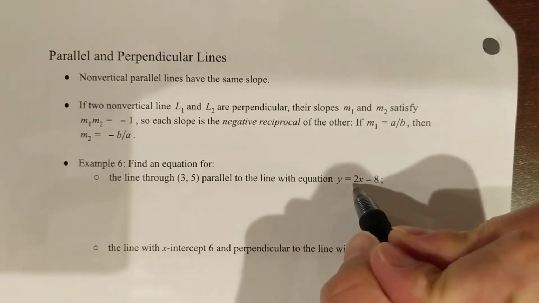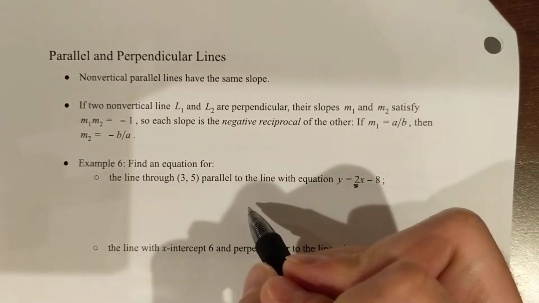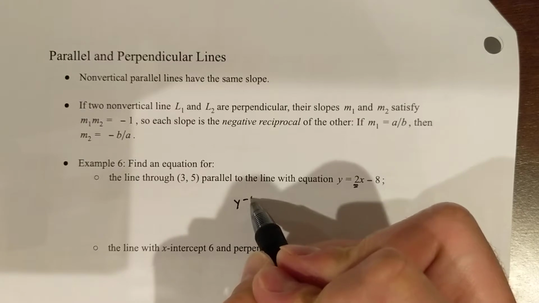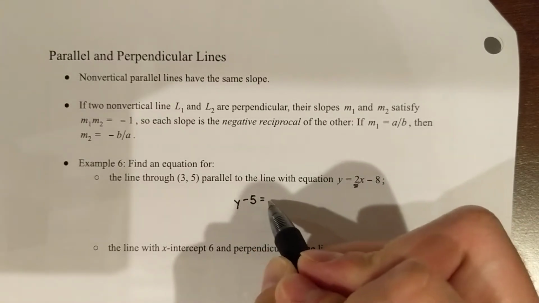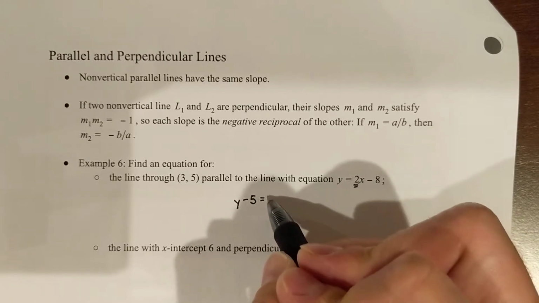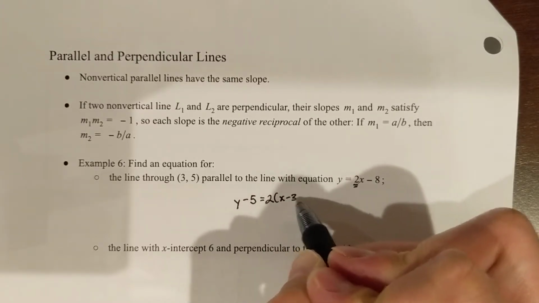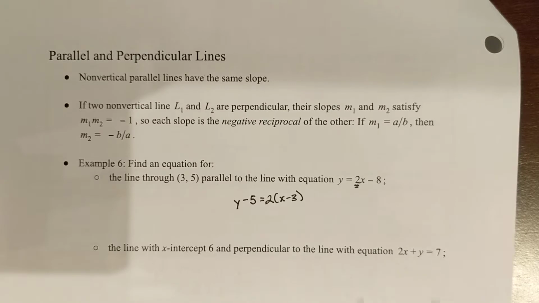So here, find the equation for the line through 3, 5 parallel to the line here. So from this line, all I actually need is that slope. So I'm going to use point slope. So y minus the y value is equal to, since they're parallel, my new line will have the same slope as that line. So 2 and then x minus 3. So that's the equation of a line that's parallel to this one and goes through that point.